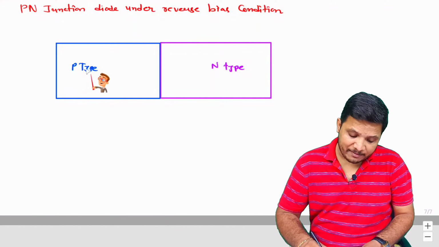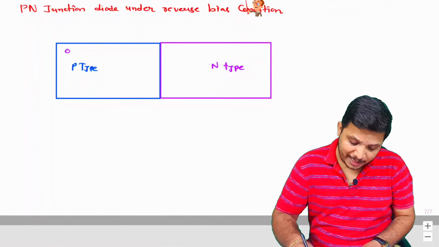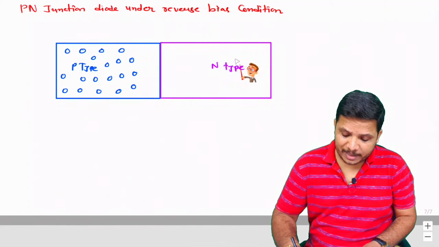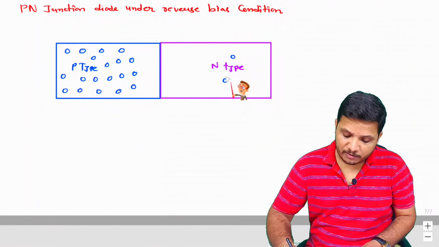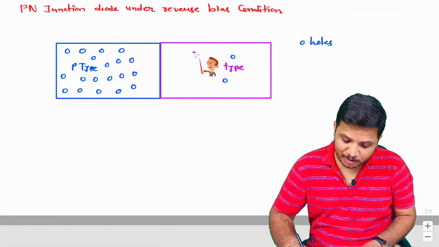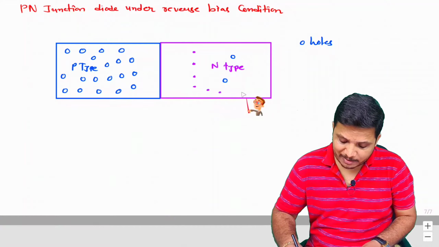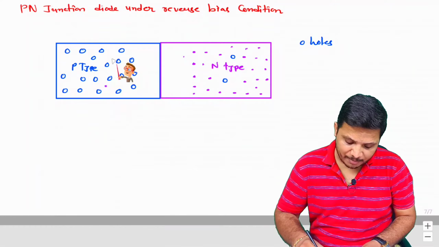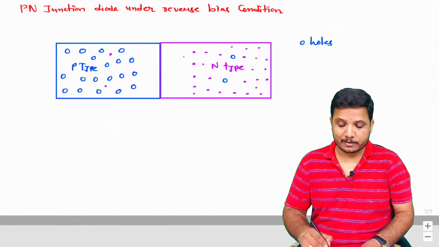The P-type layer has majority carriers as holes, so I am showing majority carrier holes here. The N-type layer has minority carriers as holes, so I am showing a few holes here. The N-type layer has electrons as a majority carrier, so I am showing electrons here as a majority carrier. And the P-type layer has minority carriers as electrons, so I am showing a few electrons here.